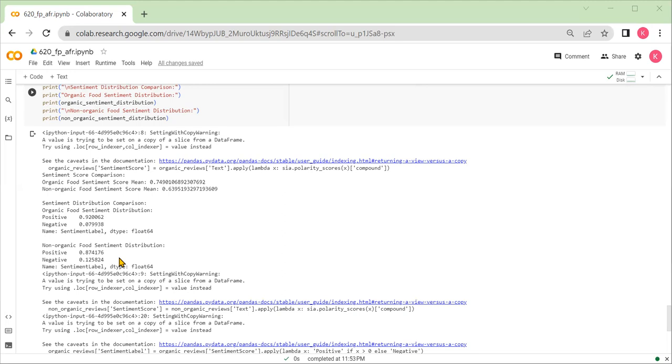Organic food products, often associated with health and sustainability, garnered more positive sentiments, while non-organic food products exhibited a slightly lower percentage of positive sentiments. So now let's see what the implications and the business insights are in this project.